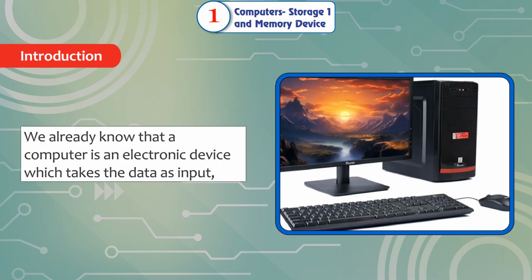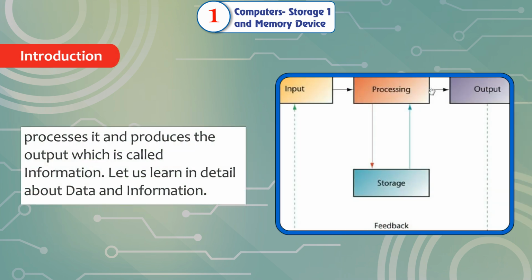Introduction. We already know that a computer is an electronic device which takes the data as input, processes it and produces the output, which is called information. Let us learn in detail about data and information.